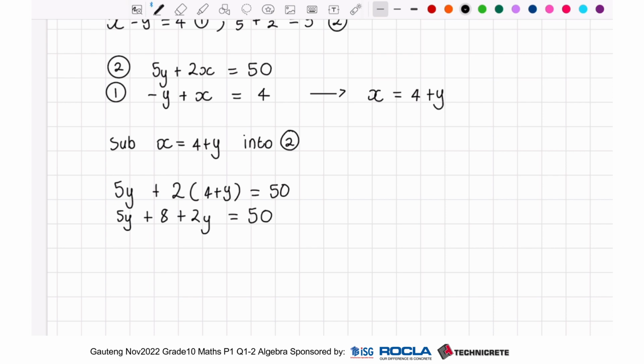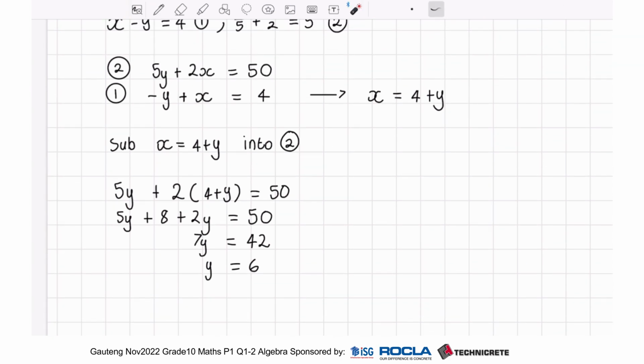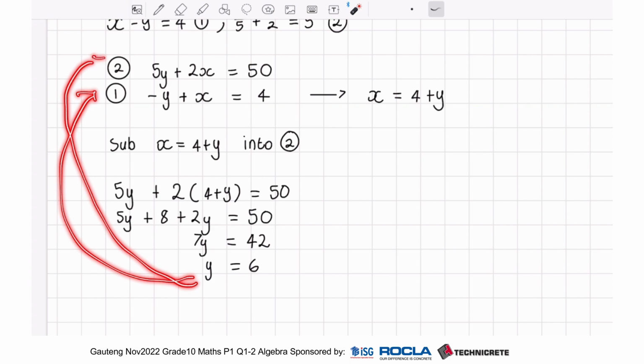Then I'm going to keep all my y's on one side and I'm going to take all my numbers to the other side. So on the left-hand side, I've got 5y plus 2y, which is 7y. And on this other side, I'm going to have 50 minus 8, which is 42. And so I can solve for y, and I get that y is equal to 6. And then I can take this y equals 6, and I can substitute it either back into equation 1 or into equation 2, whichever I like.